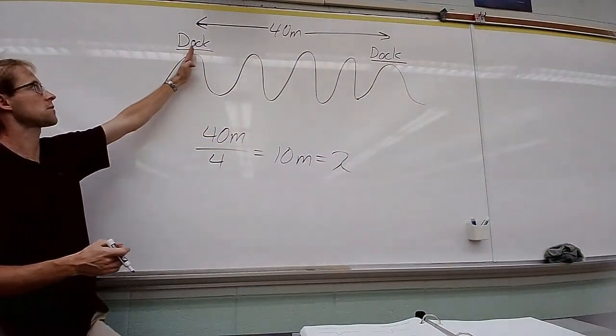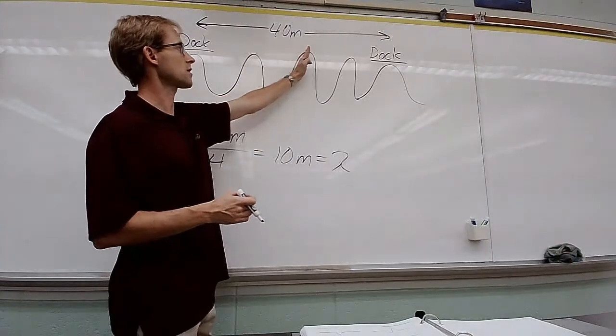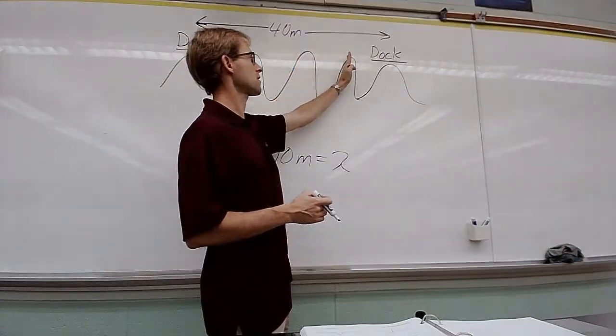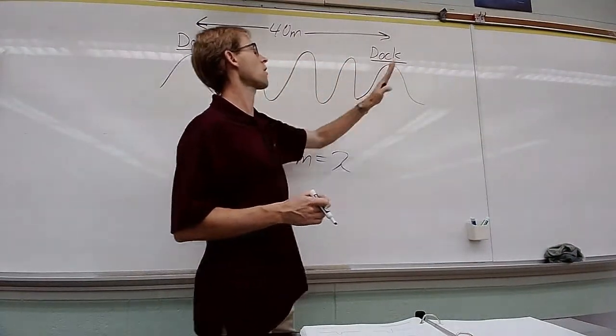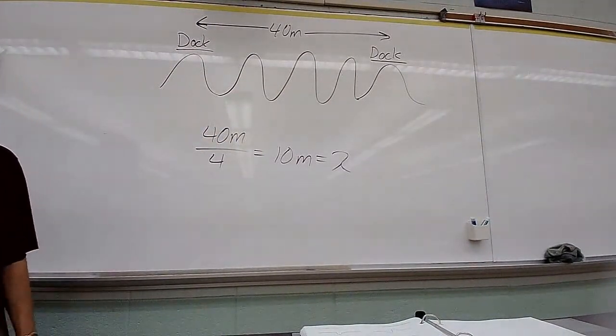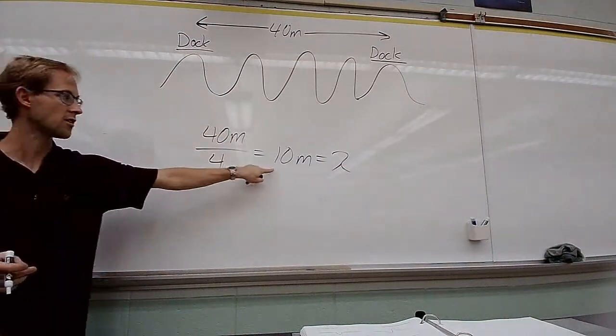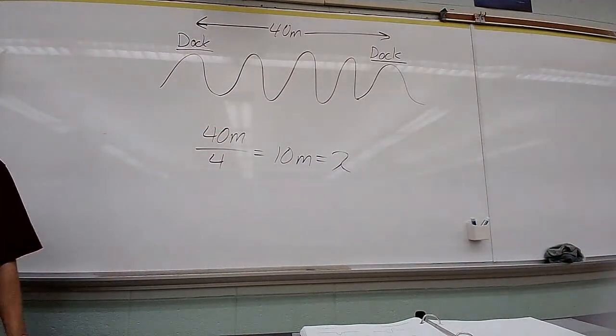Crest to crest, from here to here, that's 1. Here to here, that's 2, because that's another crest. Here to here, that's 3. Here to here, that's 4. So we've got 4 full wavelengths here. And if 4 wavelengths are spread out over 40 meters, you just divide those, and you get 10 meters as your total wavelength then.